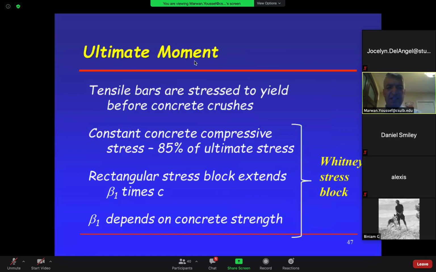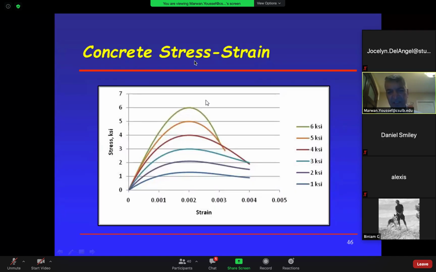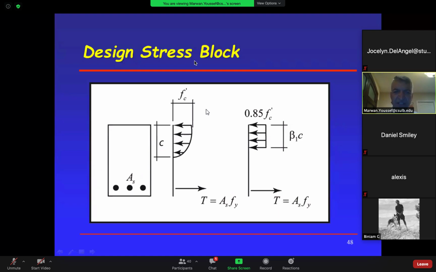All right, so what else do we know? We know the concrete is assumed to crush at 0.003. Remember from the strain diagram? We said the concrete is going to crush here and crush there, but we said we will assume that it breaks at 0.003. Remember that? We did it when we did the first chapter. Replace the non-linear variation of stress with the Whitney stress block. So we're saying replace this non-linear guy with that, and we can solve the problem, and you will see how we do it.